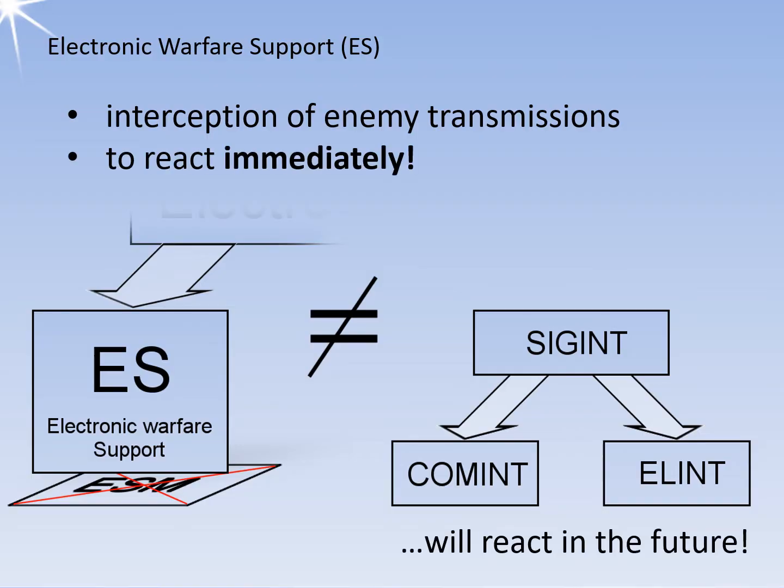COMINT receives enemy communication signals. ELINT receives enemy non-communication signals to extract intelligence from the information transmitted by those signals. In summary, SIGINT collects information to determine details of enemy electromagnetic systems to develop countermeasures. ES, or ESM, collects enemy signals, both communicating and non-communicating, to take immediate action on the signals or weapons associated with those signals.